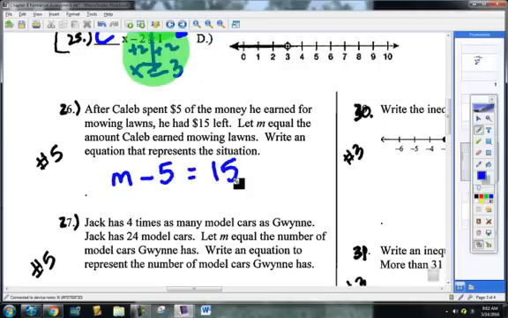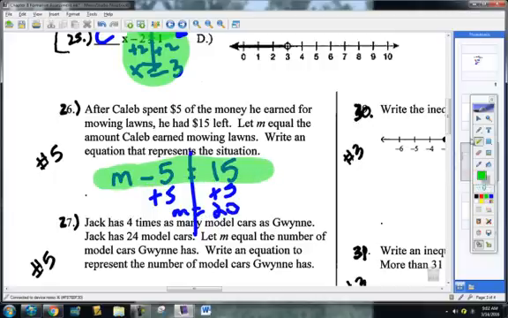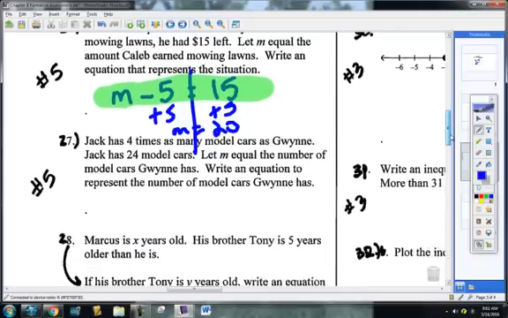Okay? He started with this for mowing. He subtracted the $5 that he spent. He's left with 15. So if you were to solve this, you would solve it like this, and you would get M equals 20. You did not have to do that. All you had to have was the actual equation itself. Okay? Next one, number 27.